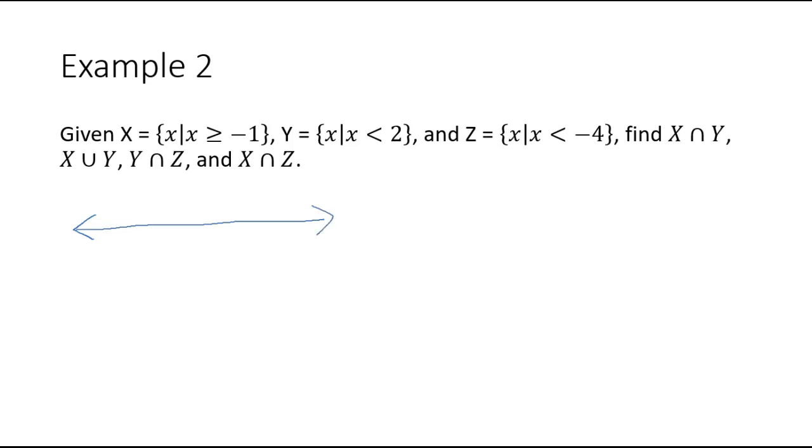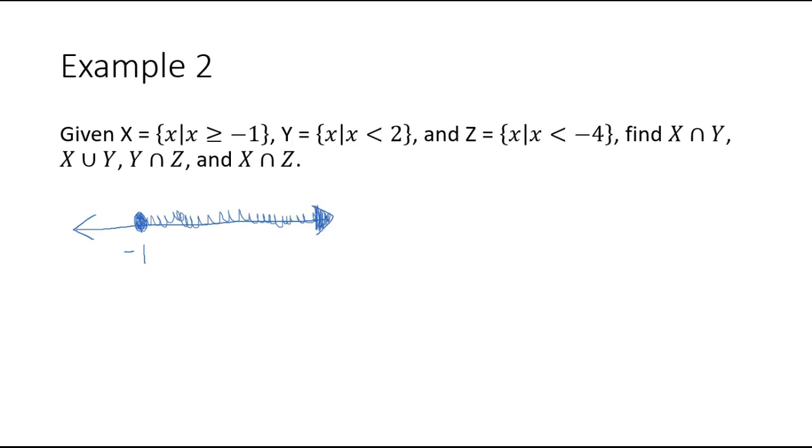All right, set x would be all of the numbers greater than or equal to -1. So that's going to give us a closed circle at -1. And we are going to shade everything on the number line to the right of -1.